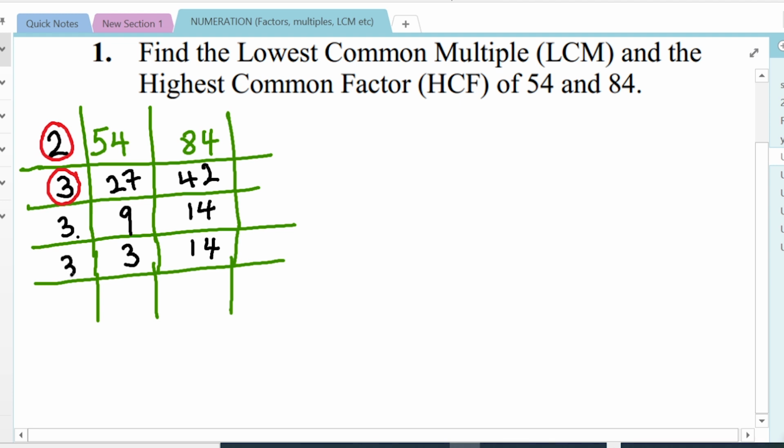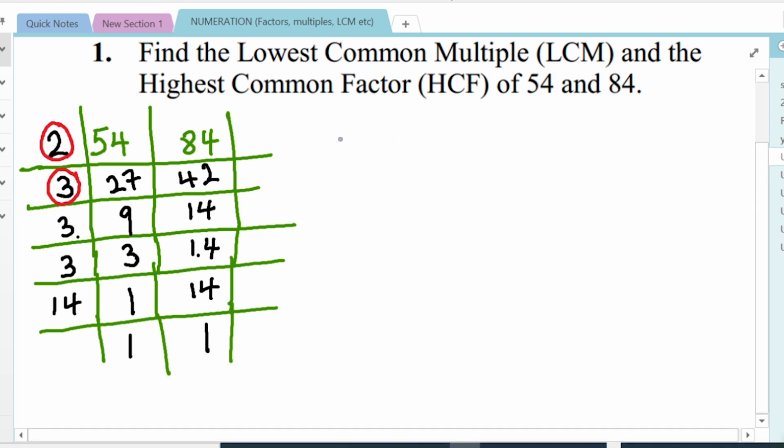Then here I can continue and say divide that by 3. 3 divided by 3 is 1. 14 divided by 3 is not divisible, like that. Again, we shall ignore that because 3 has not divided both. Then I shall come here and put 14. 14 divided by that is 1, 1, like that.